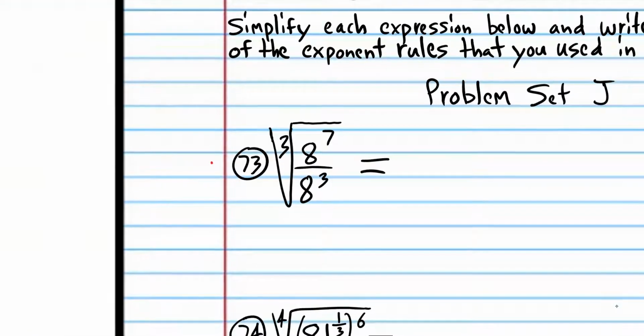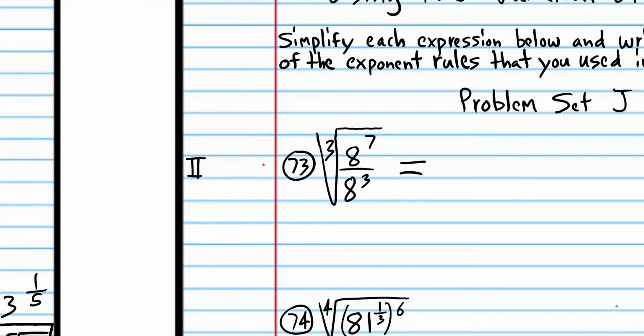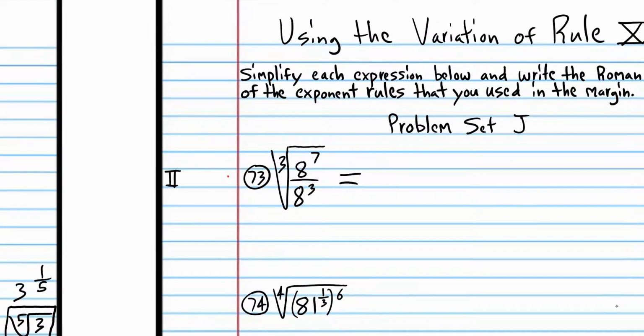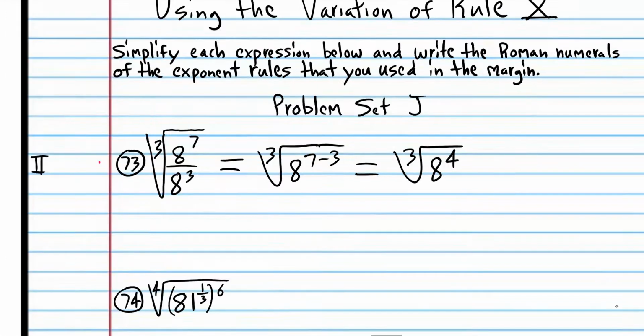Okay, so we're going to do the inside part first. That's just the easiest way to do it. So we're going to use rule number 2. When dividing powers, you want to subtract the exponents. So you end up with 8 to the 7 minus 3. And 7 minus 3 is 4.